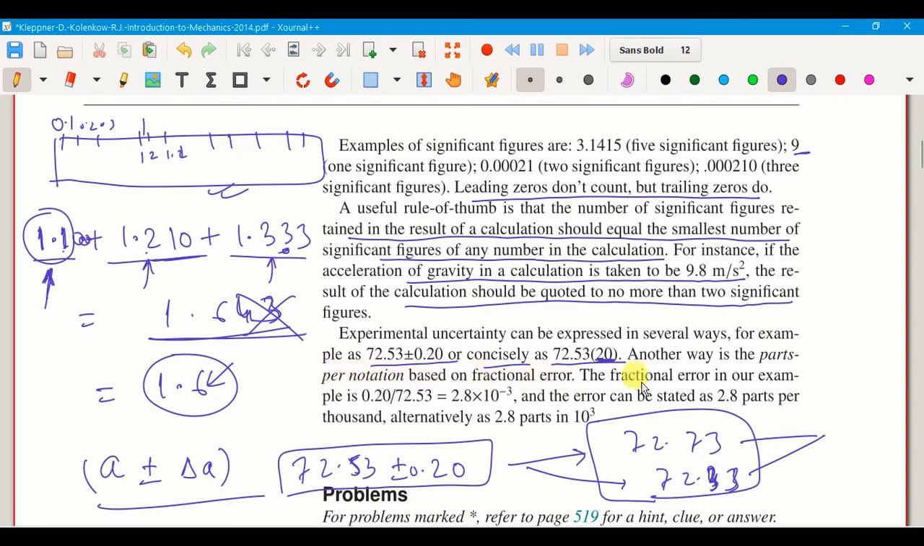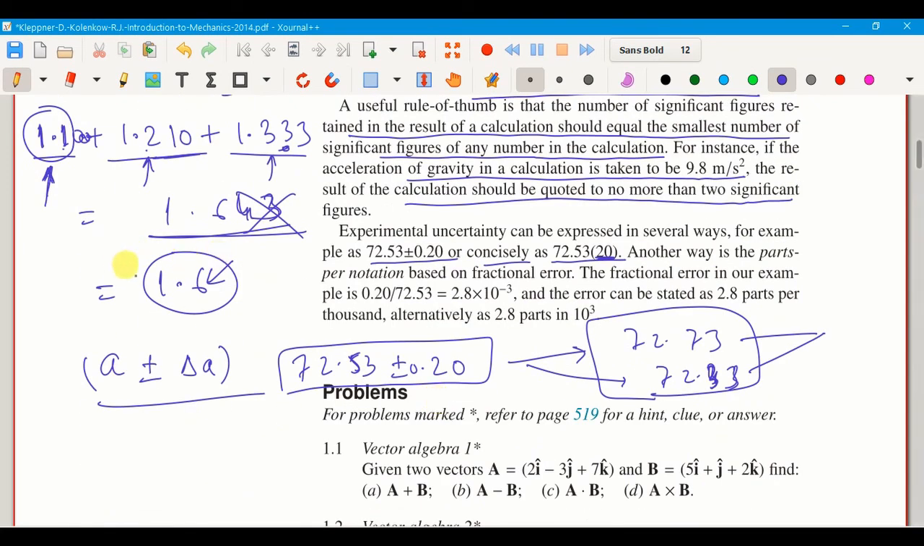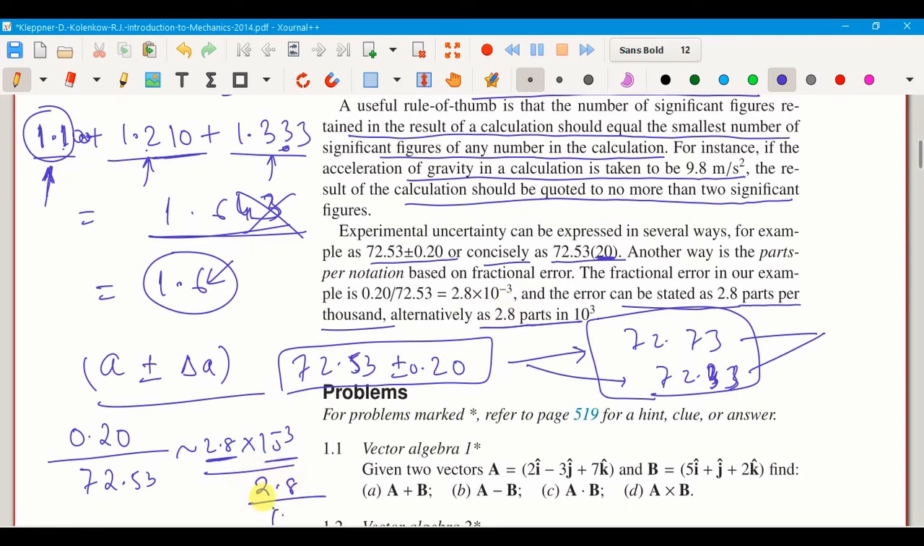Another way is the parts per notation, based on fractional error. The fractional error in our example is 0.20 divided by the measured value. What is the fraction of error? Whatever error you got, we simply divide by the value, and that we call the fractional error. An error can be stated as 2.8 parts per thousand, alternatively 2.8 parts in a thousand. It is just a way of saying it. So this is how you can find the fractional error.